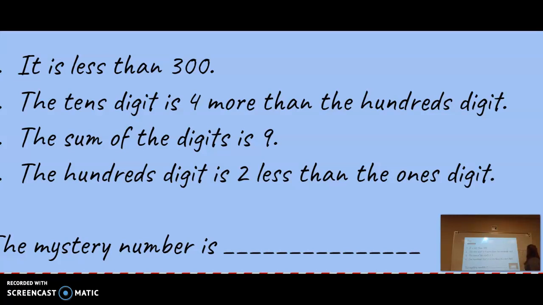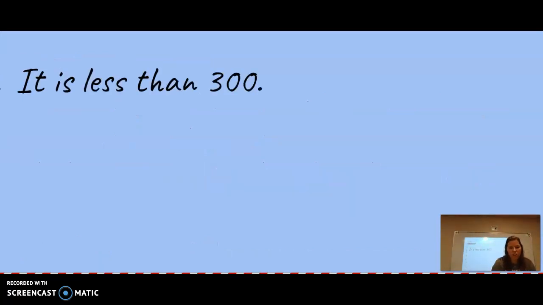Hundreds, tens, and ones. Okay, hopefully you can see that. Yep, okay, good. All right, let's go to the first clue. The first clue says it is less than 300. So right away, it says the words less than, okay? And if you know this little sign, I always think about that right away, the less than 300.